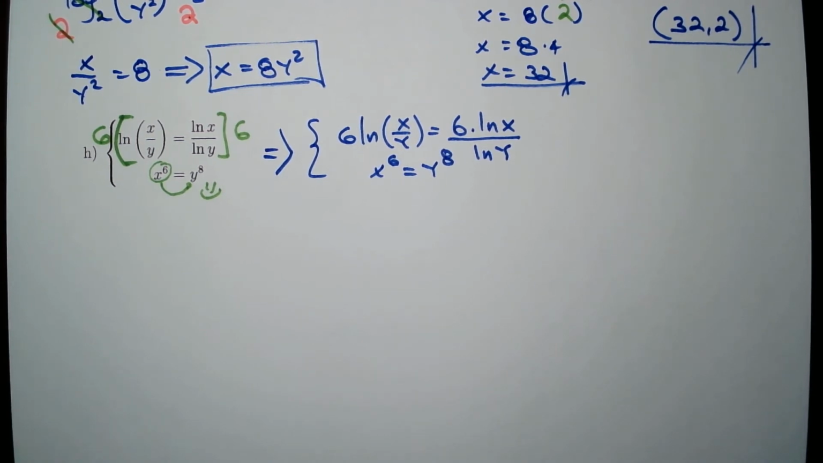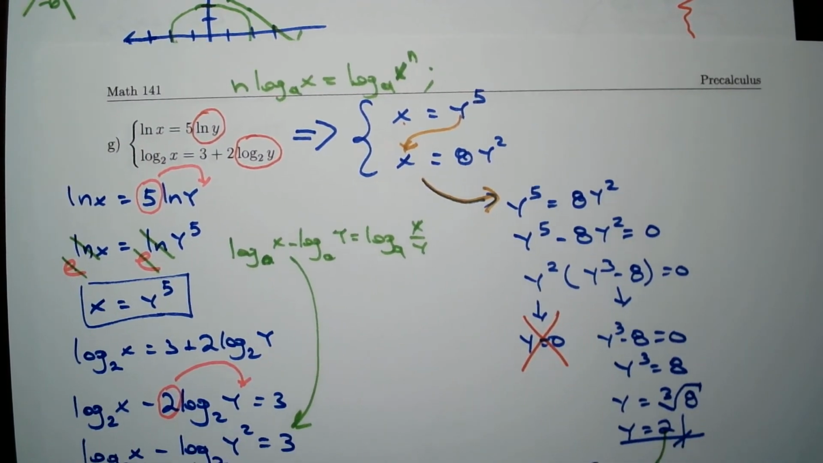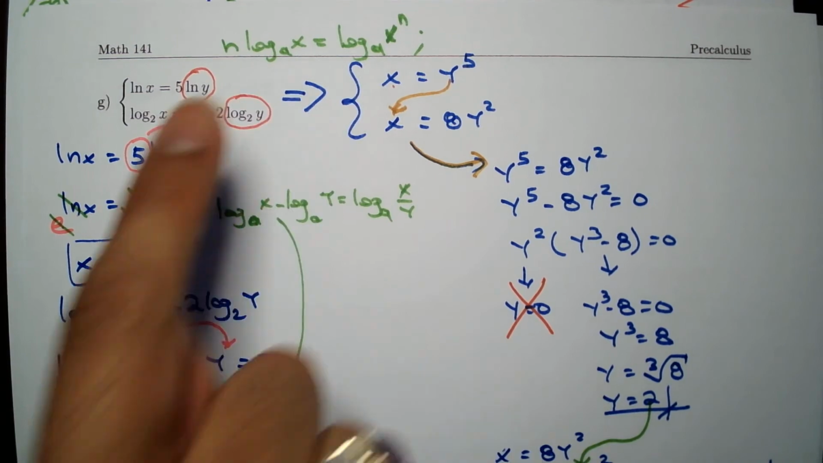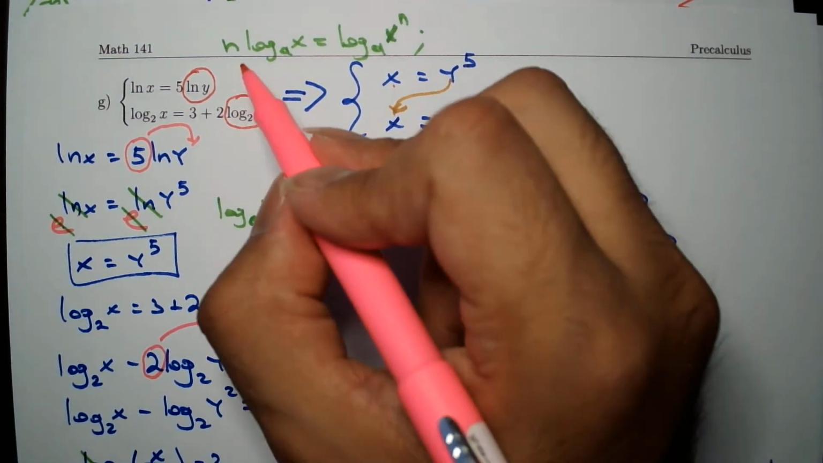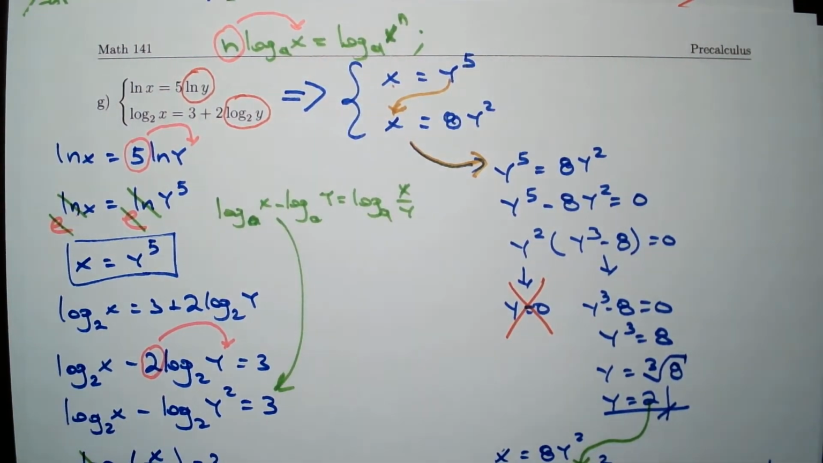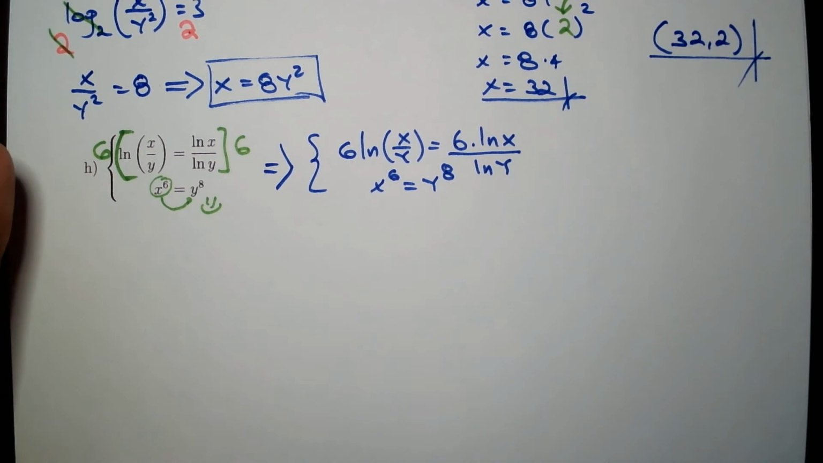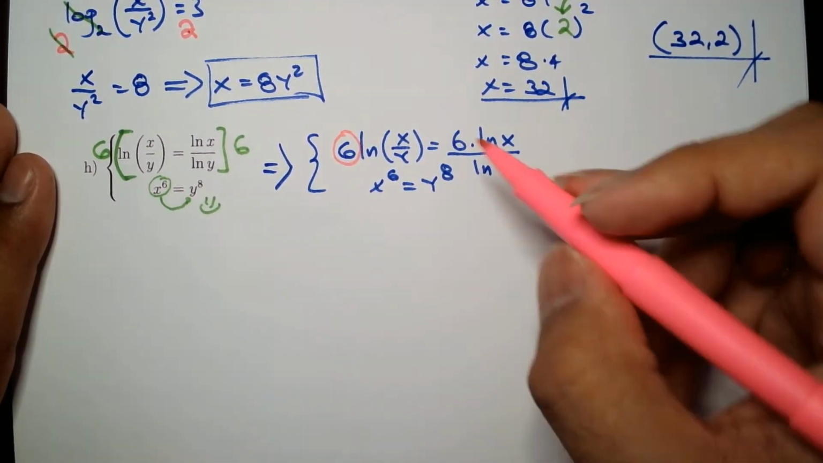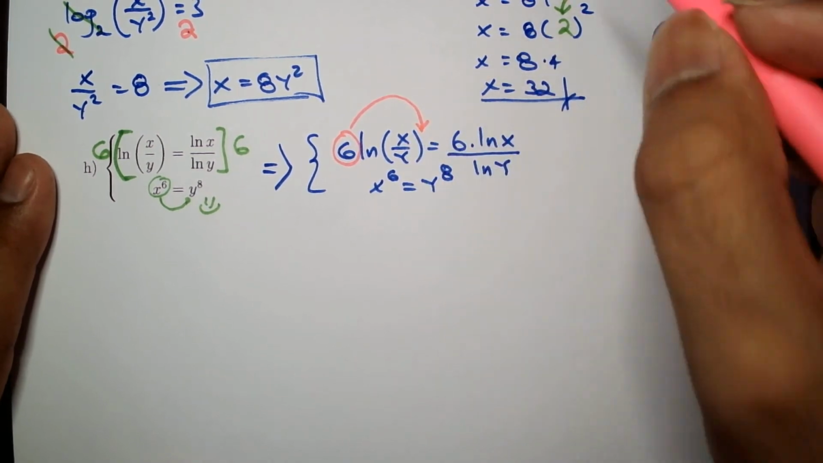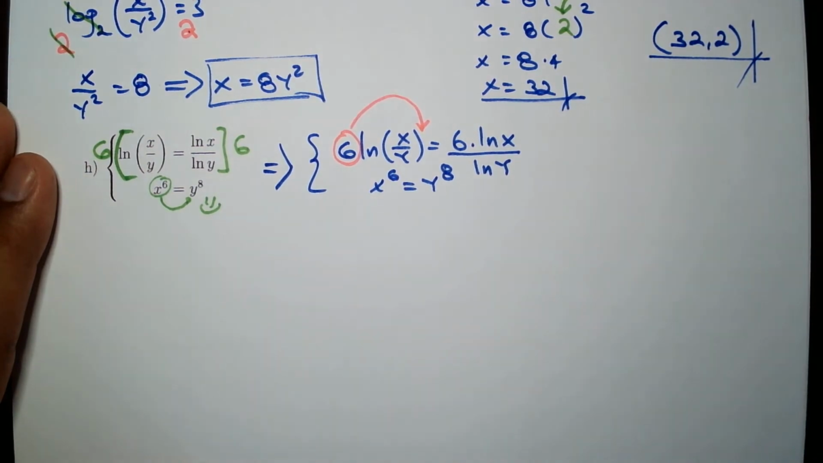In this case, we are going to use the same property we used in the example at the top, the smackdown or basketball rule. So we need to do the basketball rule: turn the coefficient into an exponent. This 6 will be the exponent of the whole quotient, because x over y is the entire argument of this natural log function.